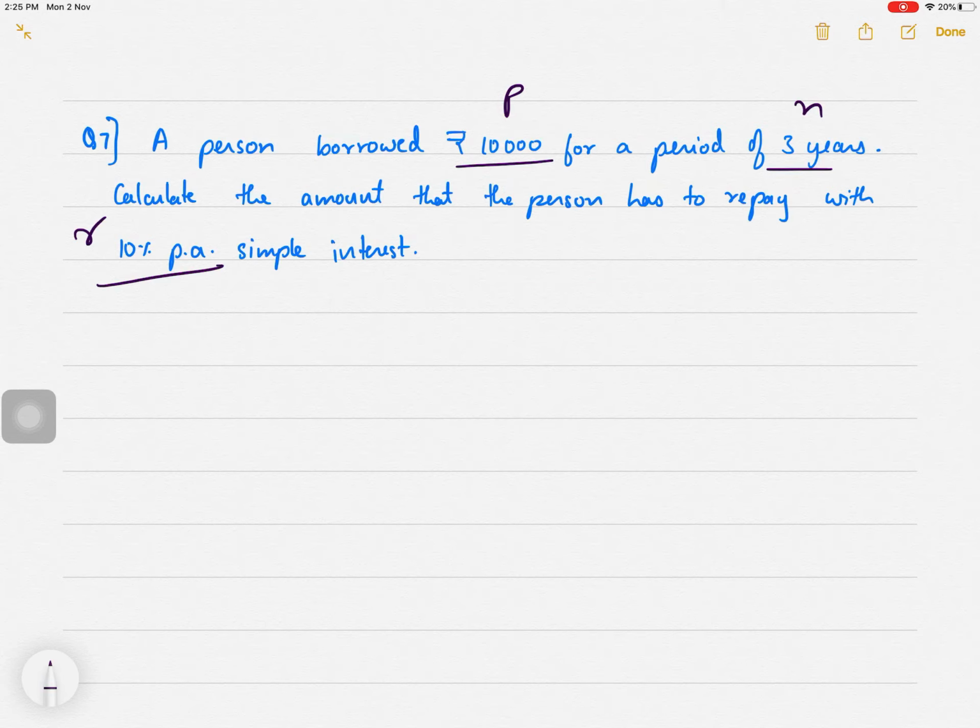You have to calculate what the person has to repay, correct? So you have to calculate the amount. Okay, so P is 10,000, N is 3 years, and R is 10%. You have to find out A. Calculate the amount that the person has to repay, and they have said it is simple interest. Okay, so amount you have to calculate.